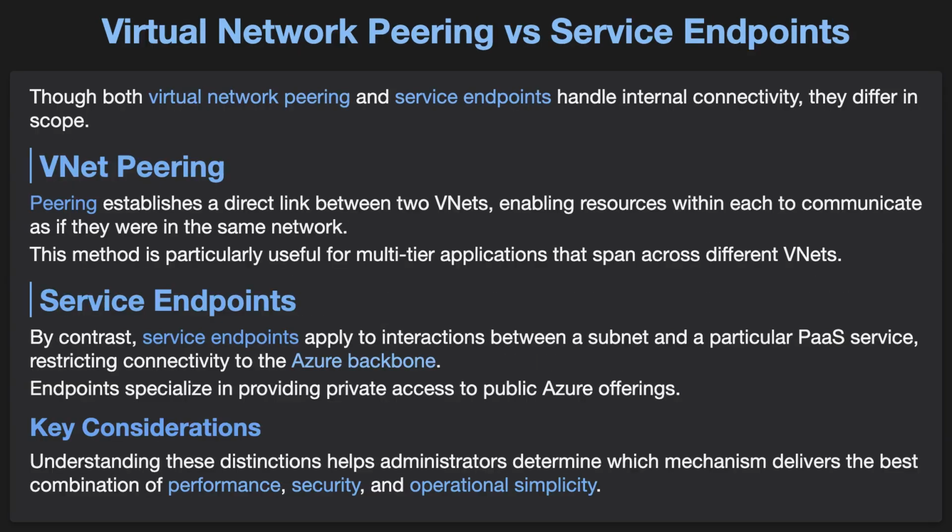Though both virtual network peering and service endpoints handle internal connectivity, they differ in scope. Peering establishes a direct link between two VNets, enabling resources within each to communicate as if they were in the same network. By contrast, service endpoints apply to interactions between a subnet and a particular PaaS service, restricting connectivity to the Azure backbone. Peering is useful for multi-tier applications spanning different VNets, whereas endpoints specialize in private access to public Azure offerings. Understanding the distinctions helps administrators determine which mechanism delivers the best combination of performance, security, and operational simplicity.